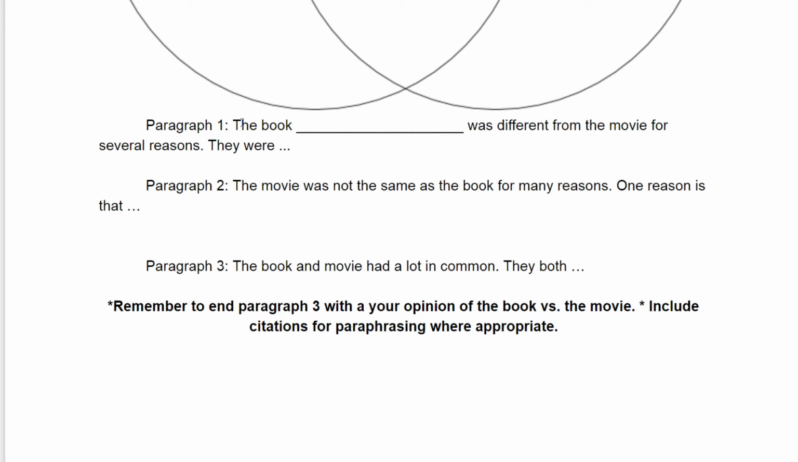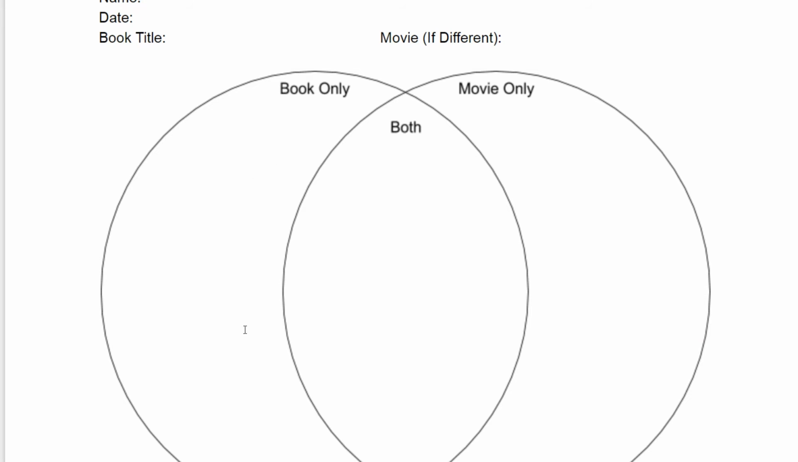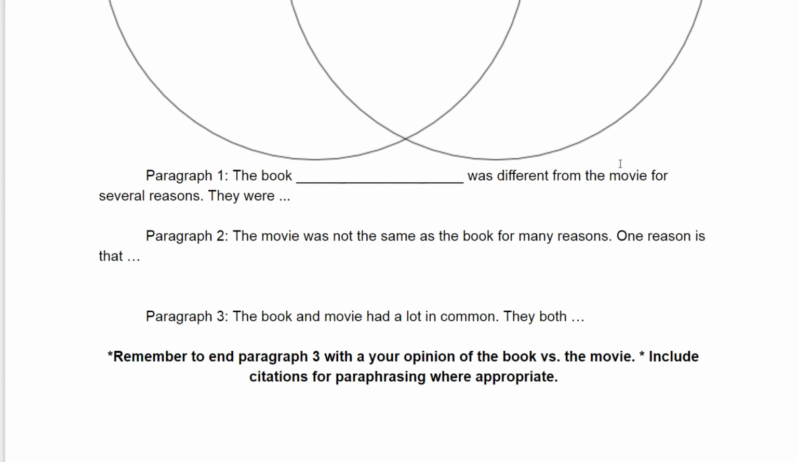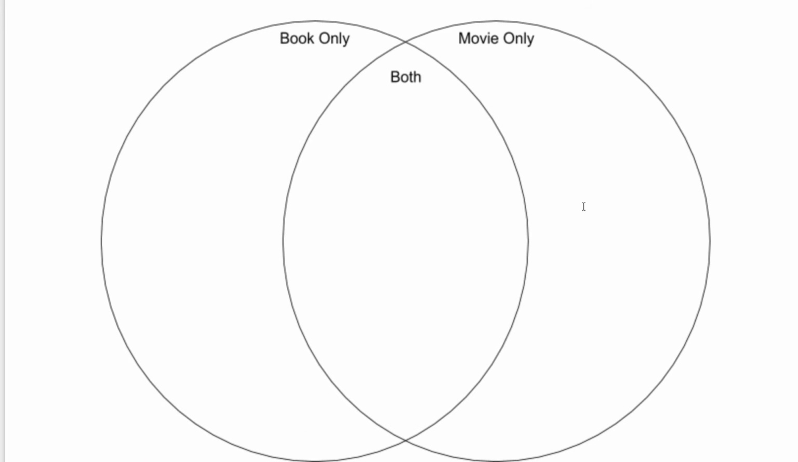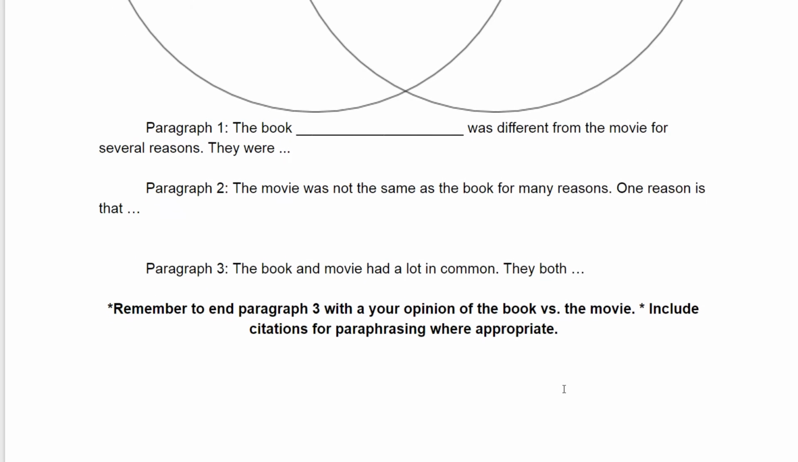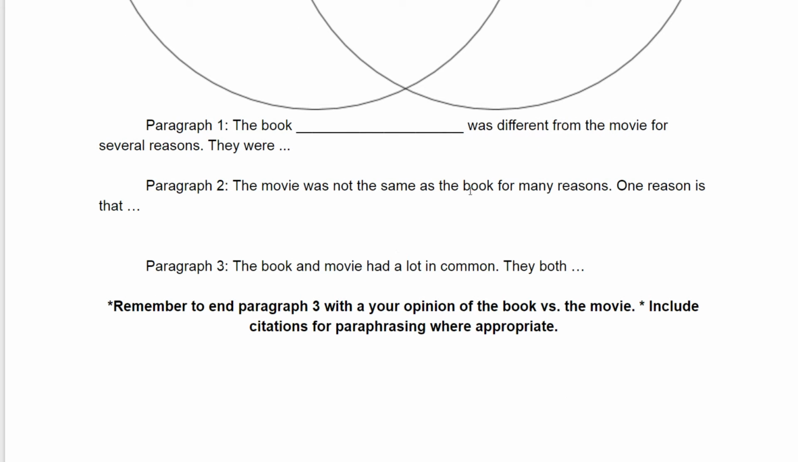Paragraph 1, the book, so we're only talking about the book, this first portion of the Venn diagram. The book Holes was different from the movie for several reasons. They were... And then, as you can see by my ellipses here, I'm requiring you to list them. I would like 3 items and your concluding sentence. Paragraph 2, the movie was not the same as the book for many reasons. So now you're talking about what happens over here on the right side, the movie only. So one reason is that... ellipses again, so you're going to want to give me hopefully 3 items that happened.